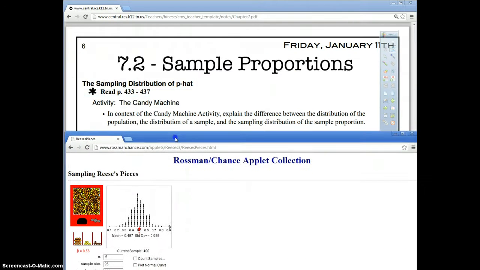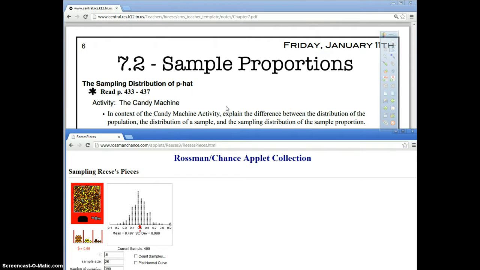Notice that this first question in our notes says to explain the difference between the distribution of the population, the distribution of the sample, and the sampling distribution. The distribution of the population is all of my candies, the proportion of orange, blue, brown, and yellow Reese's Pieces inside my candy machine. The distribution of a sample is the amount of each color in one sample, and then the sampling distribution is all of the values that p hat has taken, which is the proportion of orange Reese's Pieces in the sample, for all of my samples.